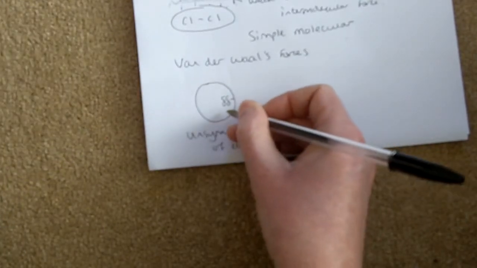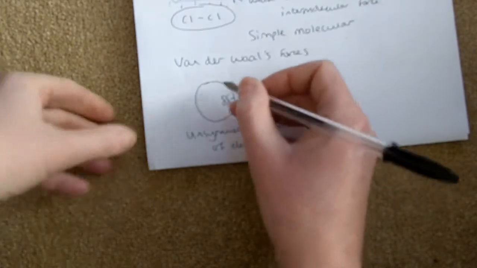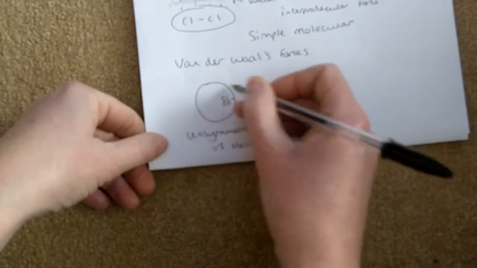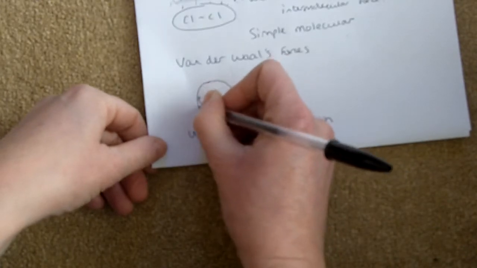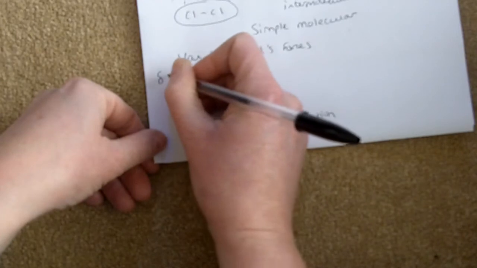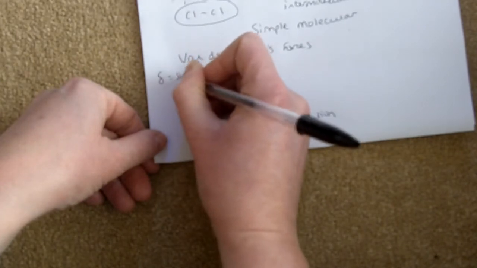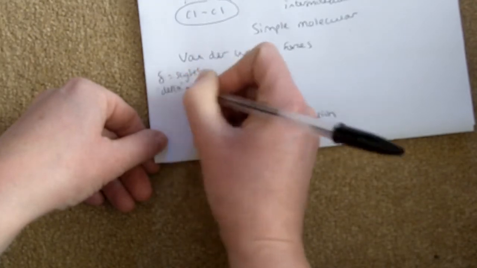And we write delta minus. It's a very small temporary dipole. So this means there's more electrons on one side than the other. And then relatively, the other side will become slightly positive. Remember that this is a dipole, and delta just means slightly, okay?